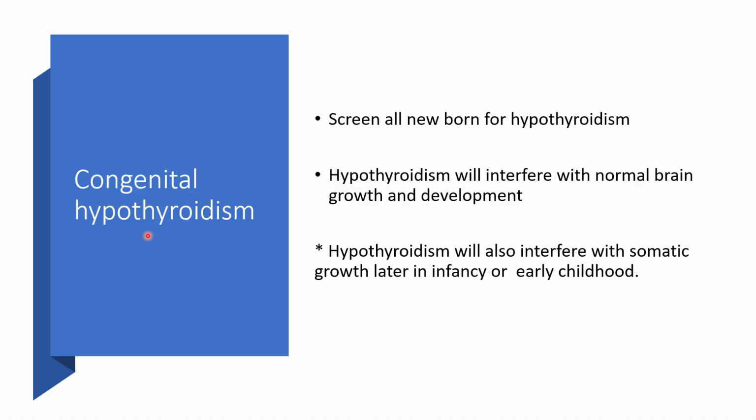Congenital hypothyroidism is a big problem. At birth, kids are screened. So we will screen all the newborns for hypothyroidism, right? Hypothyroidism will interfere with normal brain growth and development. That is why we're screening. It will also interfere with somatic growth later in infancy or early childhood. So that's why we're screening. Okay, so what is the problem of soya in all this? Let's see.